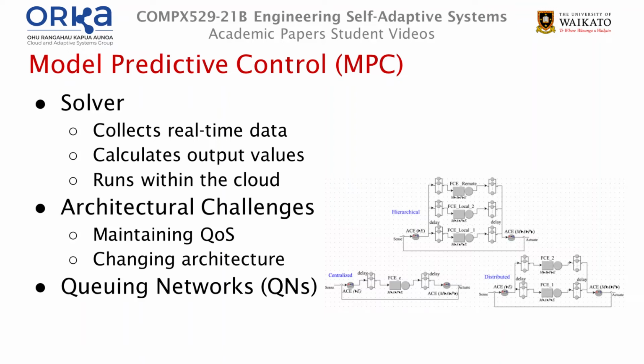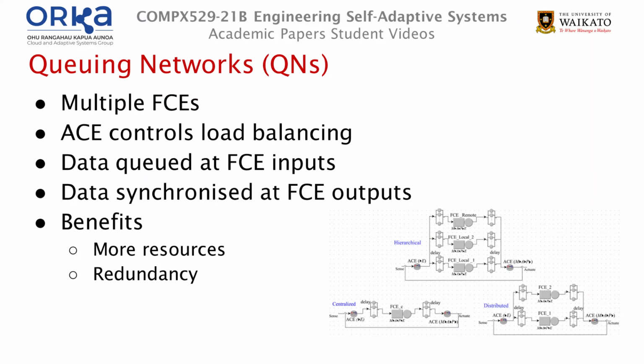To do this, we may utilize queuing networks. The queuing network may consist of multiple functional control elements. These may either be local or remote. An autonomic control element at the input does load balancing and decides where data is sent and which functional control element will process it. This data at the output is then collected and used to actuate the system.